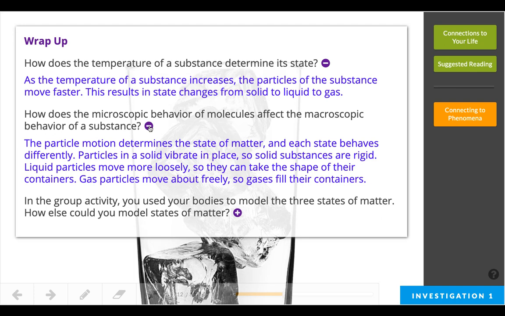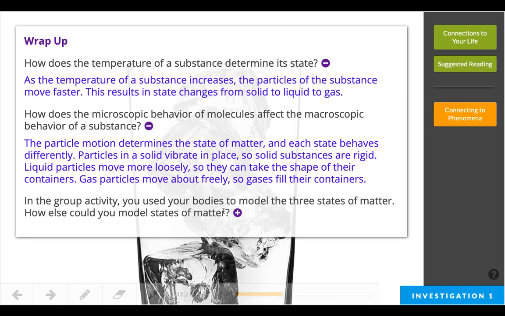Particle motion determines the state of matter, right? Solids are locked in place and vibrating. The substances that are solids are rigid. Liquid particles move more loosely and more freely, so they can take the shape of their containers. And gas particles move about very freely, so they fill their containers.